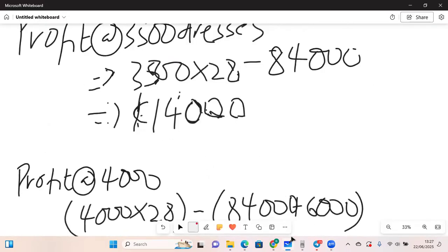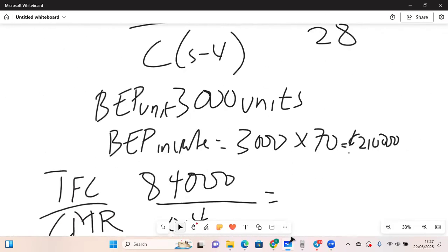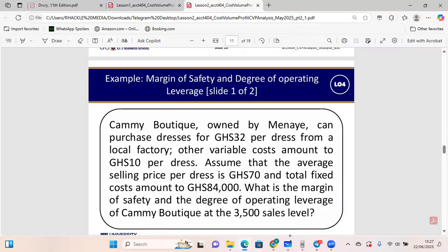With this, we established that the break-even point was 3,000 units, right? Now, what is the margin of safety if the sales level is 3,500? The margin of safety is just 3,500 minus the 3,000 break even. So if you want to know your margin of safety, first you calculate your break even. After calculating it, you subtract the break even from the sales that has been given to you, and then you get your margin of safety.